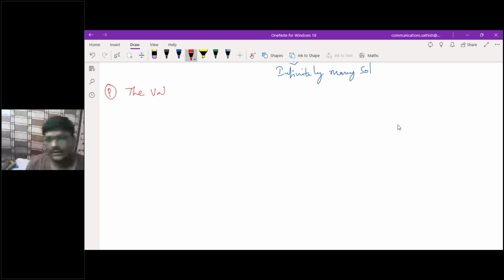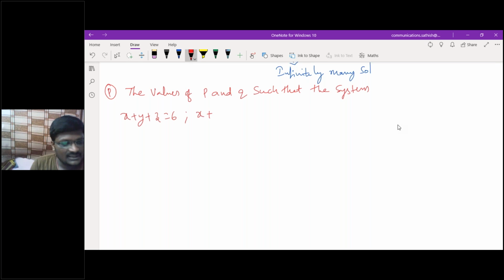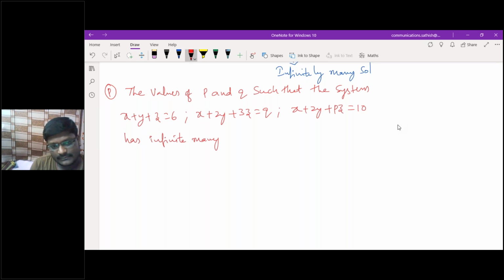Yeah. Write down. Next problem. The values of P and Q such that the system x plus y plus z is equal to 6, x plus 2y plus 3z is equal to q, x plus 2y plus pz is equal to 10, has infinitely many number of solutions.